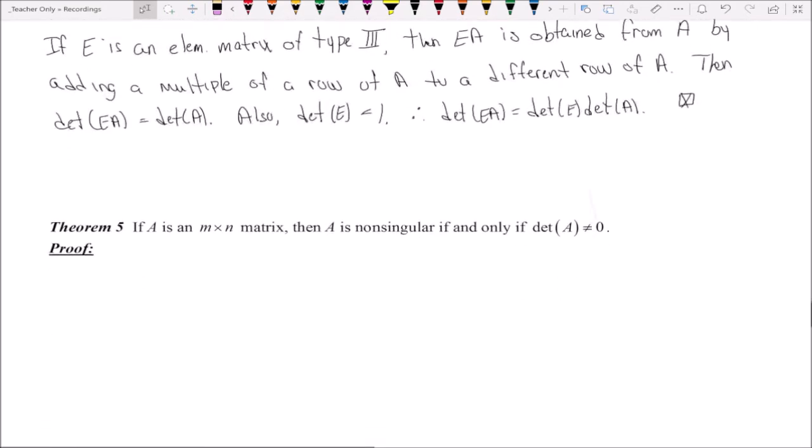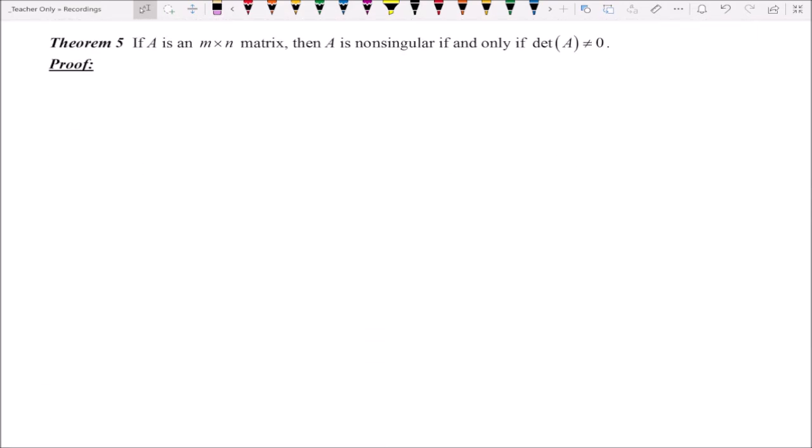For the property we need this for, if A is a m by n matrix, then A is non-singular if and only if determinant of A is not equal to 0. And that should, of course, not be m by n, right? That should be n by n because determinants only exist for square matrices. So, if A is non-singular, then A is the product of elementary matrices.